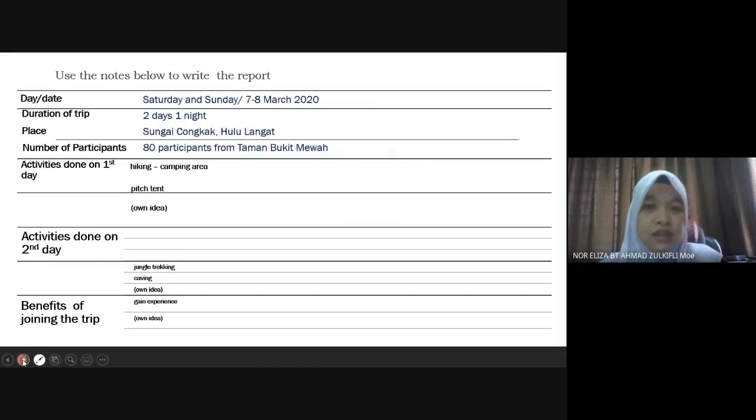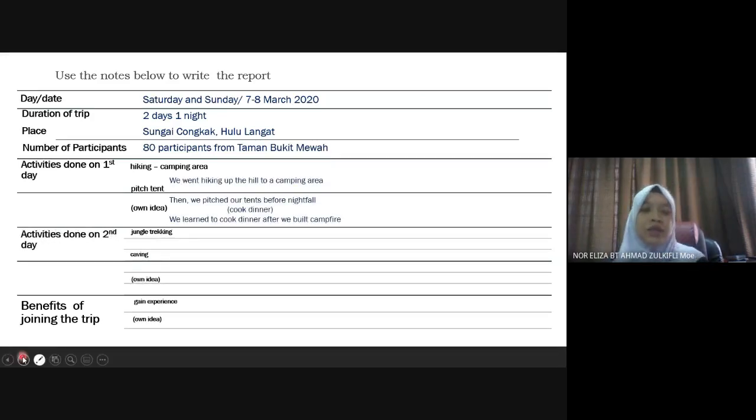Right. Saturday or Sunday, whatever day, and 7th to 8th of March 2020. And then the duration of the trip is 2 days, 1 night. Where did you go? Sungai Congkak, Hulu Langat. And how many participants? 80 participants from Taman Bukit Mewah. All right, so here you have already been given some points for the first 4 contents that you must have. Okay, you have already been given some ideas here. And then let's go to the next one.